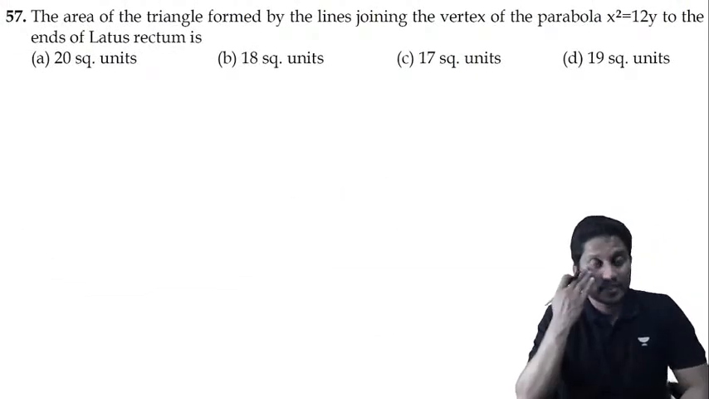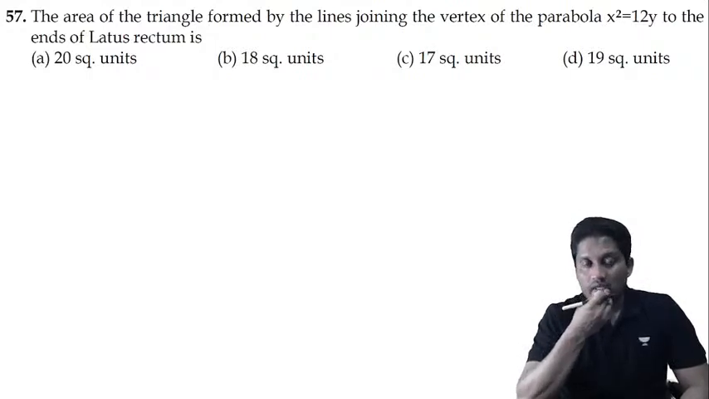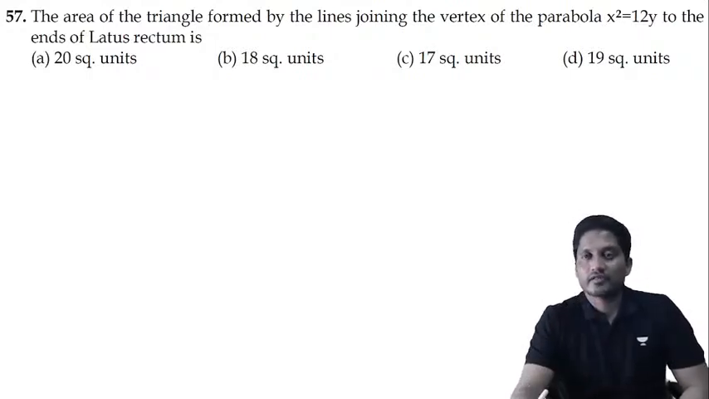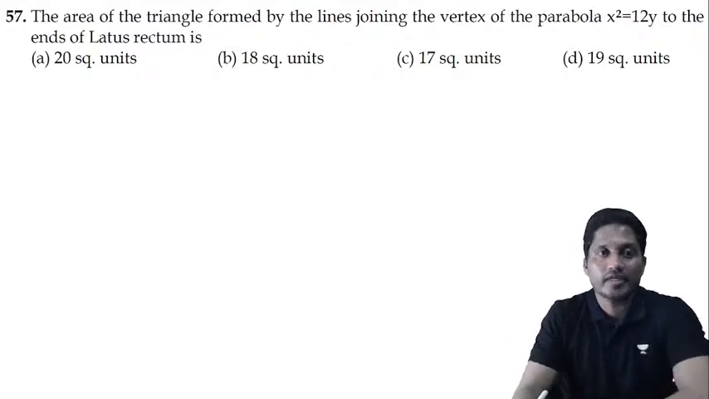Area of a triangle formed by the lines joining the vertex of the parabola to the ends of the latus rectum.